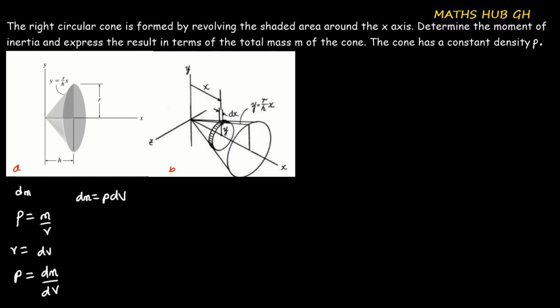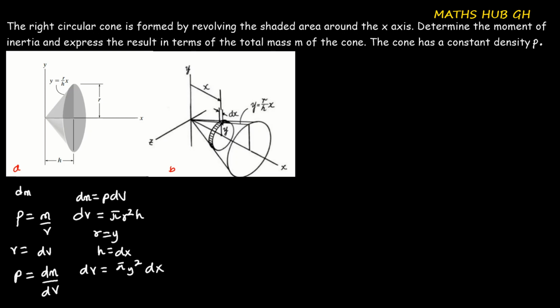Since we are using a circular disc, we have to consider the volume of the circular disc, which is dv, and that will be the same as the volume of a cylinder, which is pi r squared h. But in this case, the radius of the circular disc is y, so r equals y, and the height is the thickness, which is dx. So h is equal to dx. When I write this, I get dv equal to pi y squared dx. This will be the expression for the volume.